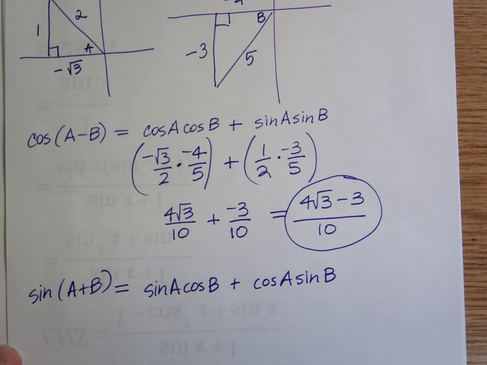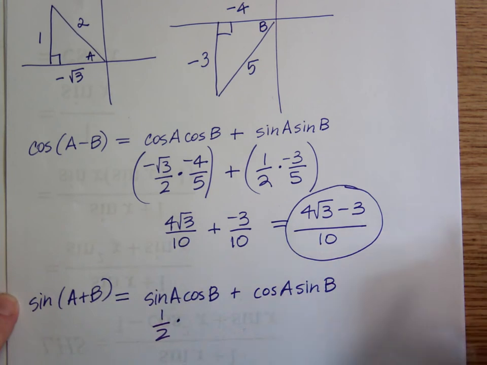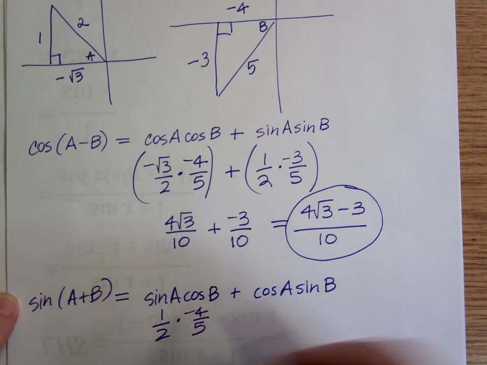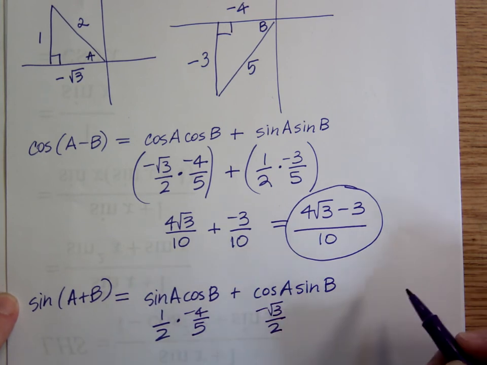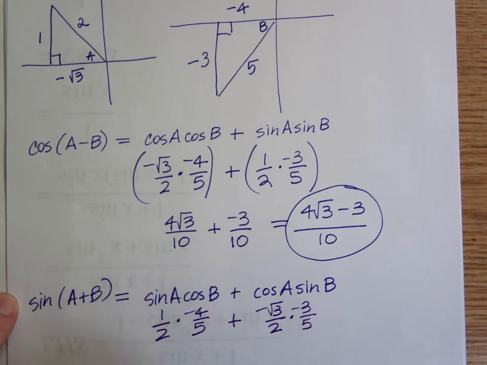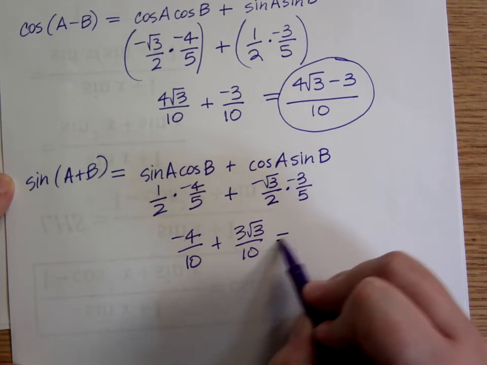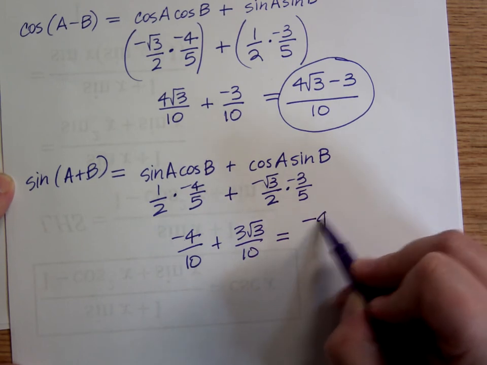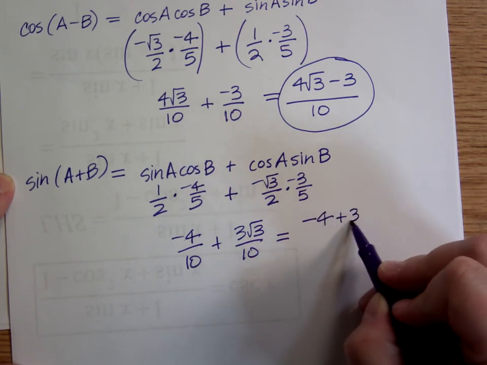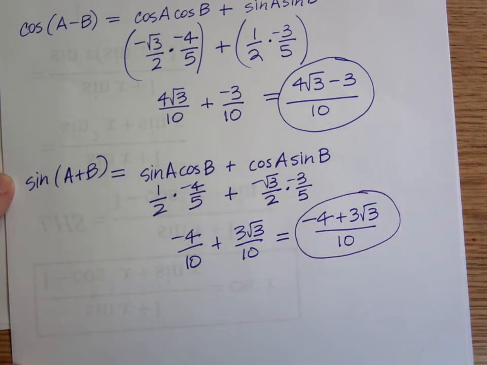The sine of A is opposite over hypotenuse, that's 1/2. Cosine of B is negative 4/5. Cosine of A is negative root 3/2. And sine of B is negative 3/5. So this is negative 4/10 plus 3 root 3/10. And again, these cannot be combined because they're not like terms. But I can write it all in one fraction. And that's my answer for number 2.